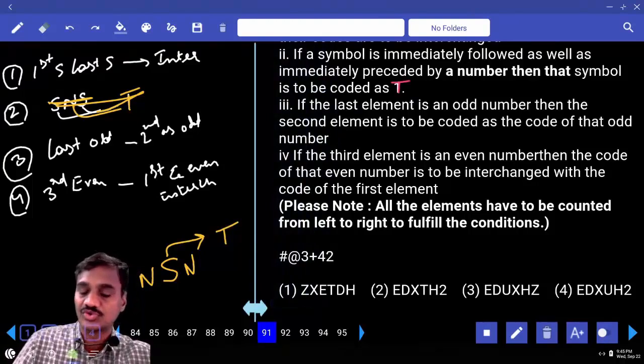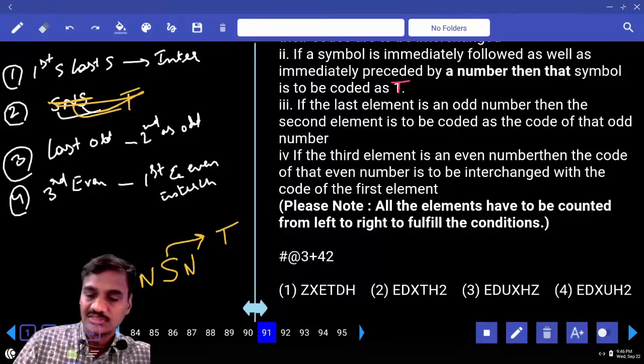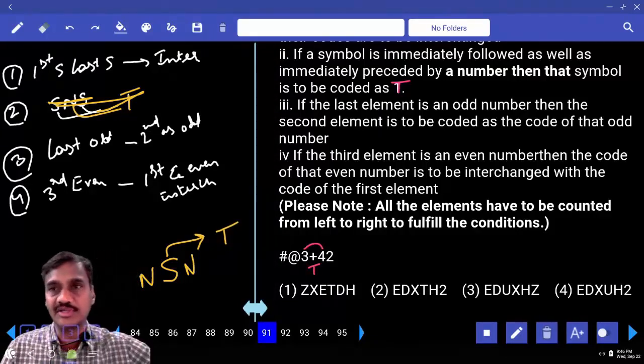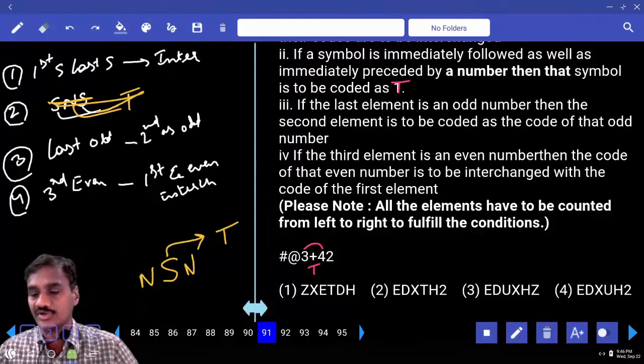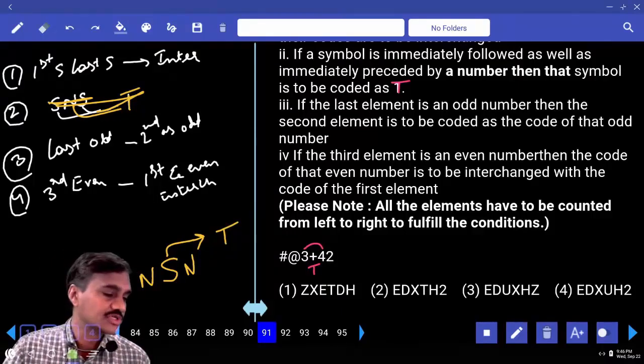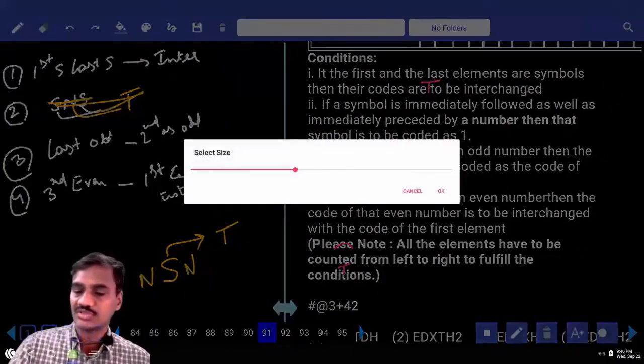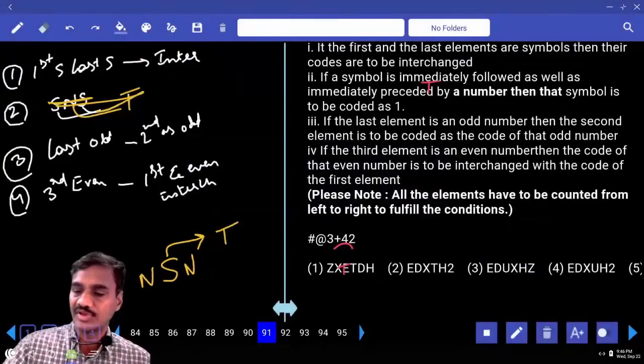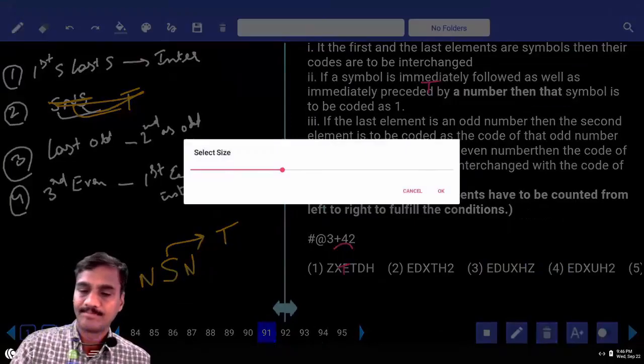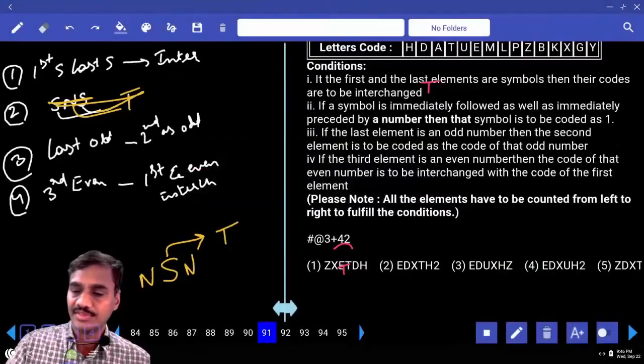Now if this is coded as T, the symbol must be in between 2 numbers. So what should the fourth symbol be? T. Now in the fourth place we need to have T. Among the given choices at the fourth place, T is given only in choice 1 and choice 5. Now in choice 1 and 5 we are having T in the fourth place.